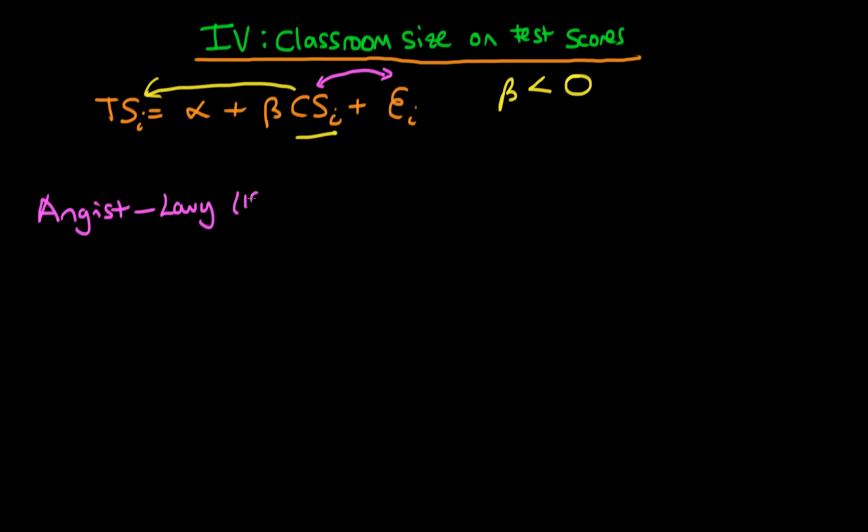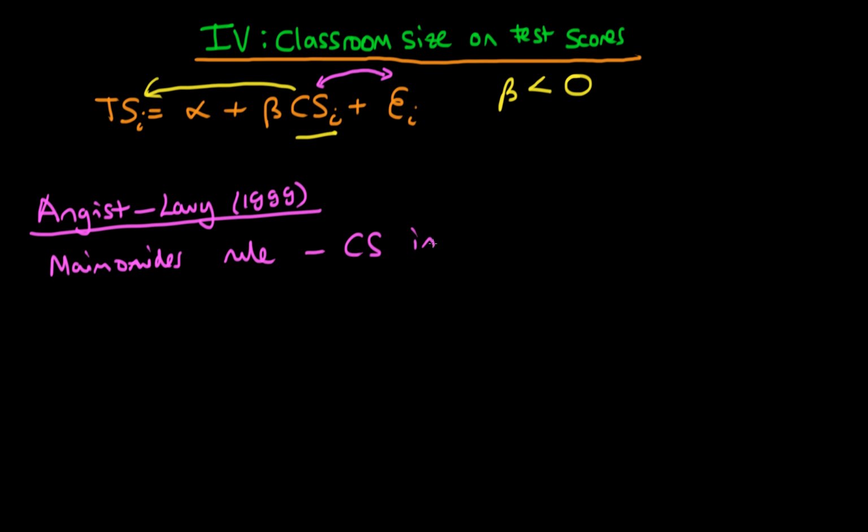The work which we're going to be looking at here is that of Angrist and Lavy in 1999. The particular instrument which they used here was derived from what is known in Israel as the Maimonides rule. The Maimonides rule is a rule which governs classroom size in Israeli schools.